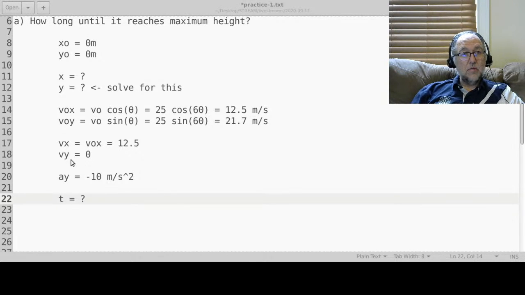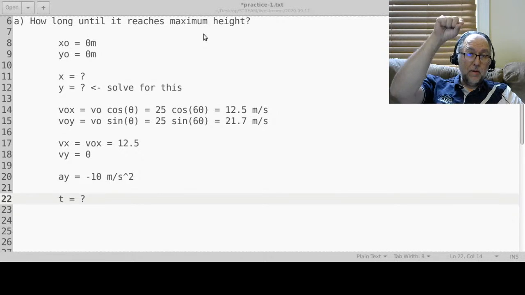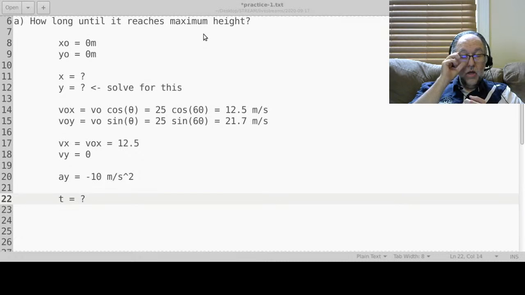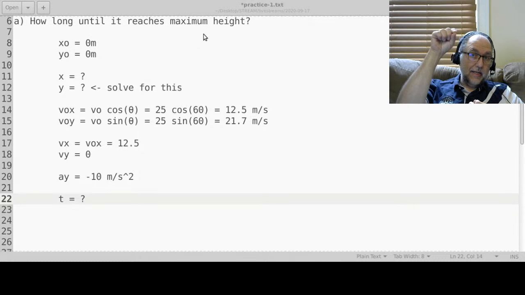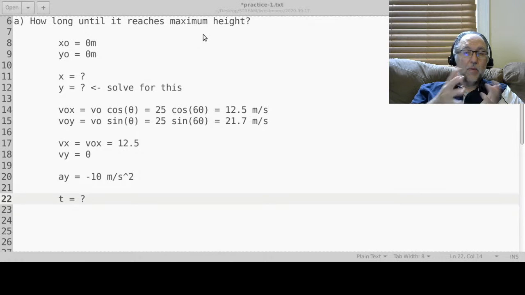Now the next one is a little harder to see, but I ask how long until it reaches maximum height, and you wonder what defines maximum height. Well, one minute it's going up, the next minute it's coming down. Vy measures the motion up and down, the velocity up and down. If it's going up one instant and then it stops and comes down, at the moment it stops, Vy is 0. We had the same thing in 1D when it went up and down, but now it's just the y component that is 0.